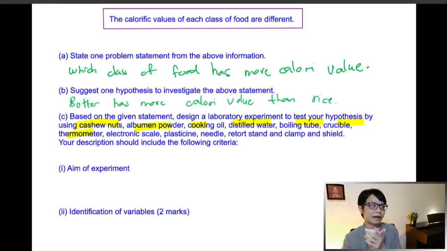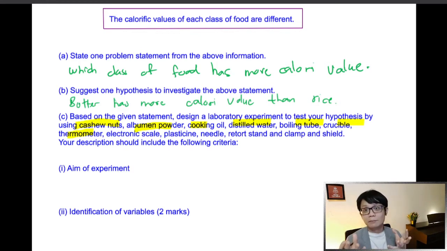For example, I want to compare rice and French fries. How do you know French fries have more calories? I just need to burn them. If the fire from the French fries is bigger than from the rice, then of course French fries have more calories. Anything that can burn more provides more energy, has more calories. For example, oil can burn more, so it is higher in calories. Maybe butter or margarine, you can burn more, high calories.